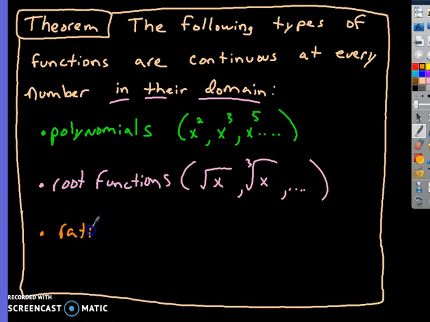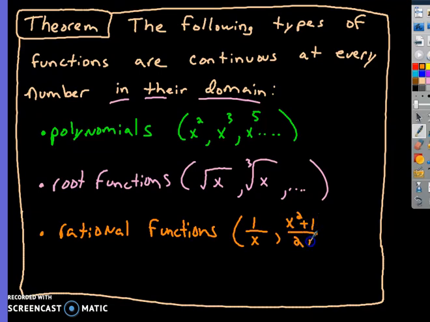Rational functions. So functions with variables on the bottom: 1 over x, x squared plus 1 over 2x, etc. Any function with a variable in its denominator is continuous at all the numbers in its domain. Again, there are clearly numbers x can't be in both of these functions, and it's not going to be continuous at those, but every other point in its domain is going to be continuous.